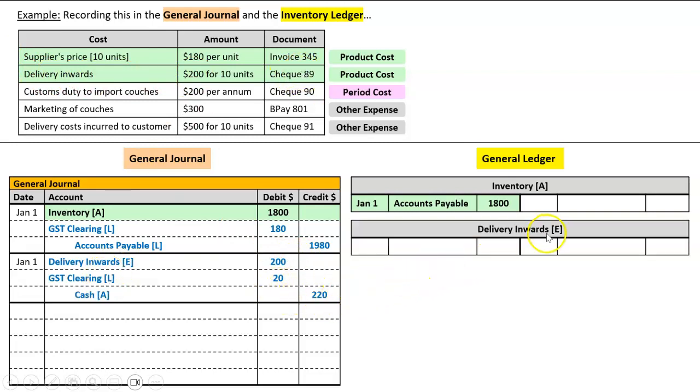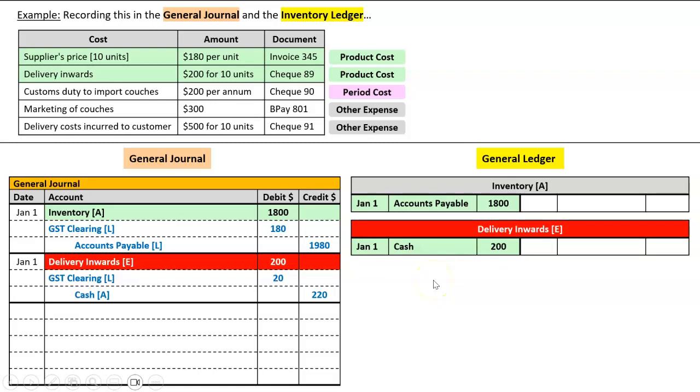And then we go over here, we make a delivery inwards ledger, we plonk it in there, and we do our reference as cash. And that is actually wrong. Because this is now a product cost, there's actually no such thing as delivery inwards. Delivery inwards is not an expense because we allocated delivery inwards to the inventory.